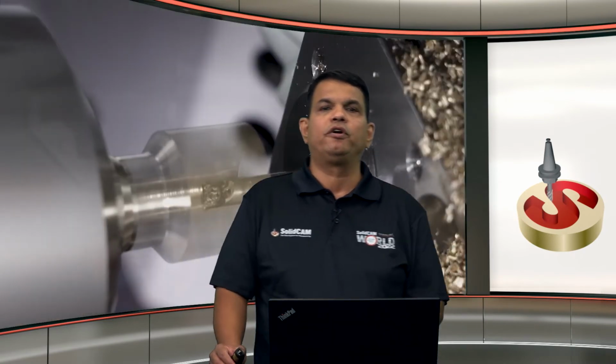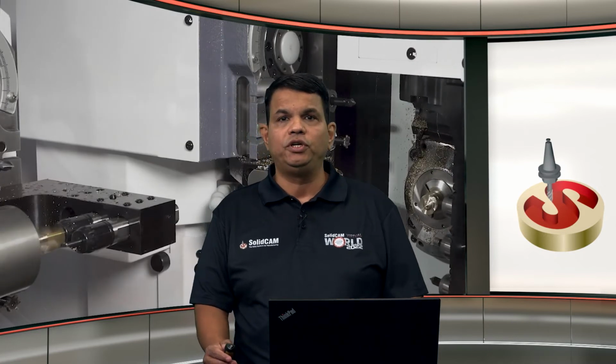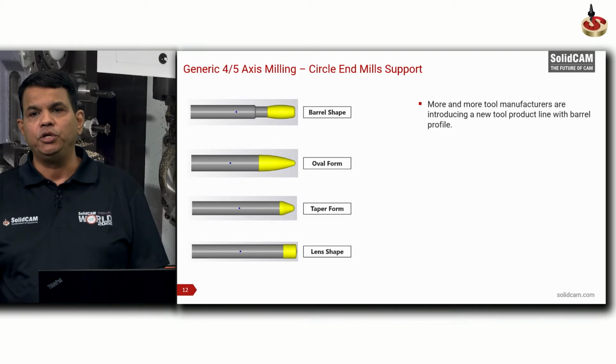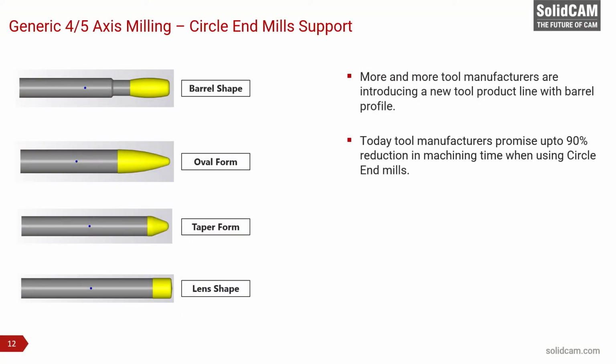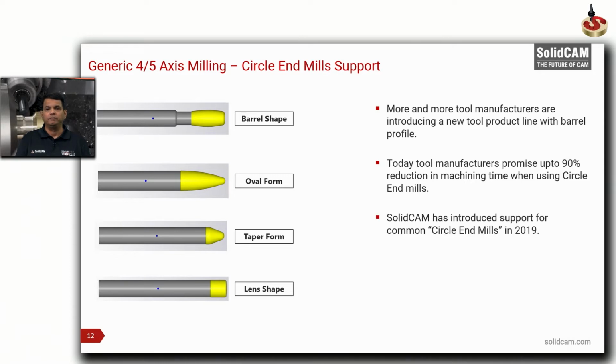Within the generic 4 and 5-axis milling, we also have support for circle end mills, which are new generation tools that more and more tool manufacturers are introducing as their new product line. Manufacturers today promise or claim at least a 90% reduction in machining time when using circle end mills. That's primarily because you have a large radius on the side and you end up using big step overs to generate the same scallop that you would generate using a very small step over with a ball nose tool. So that's how the machining time comes down dramatically.